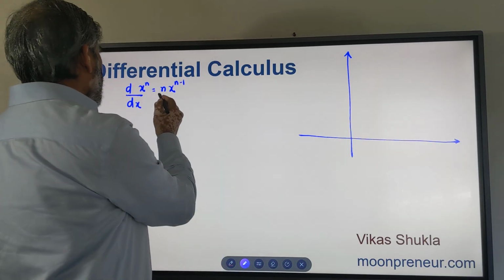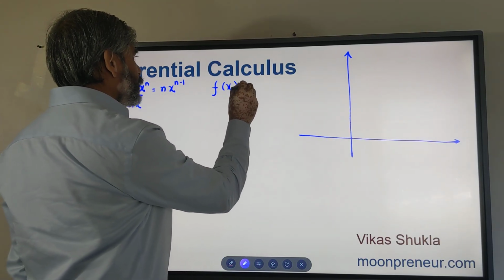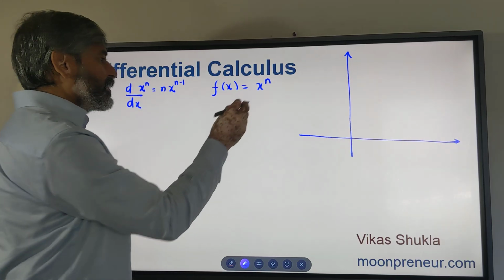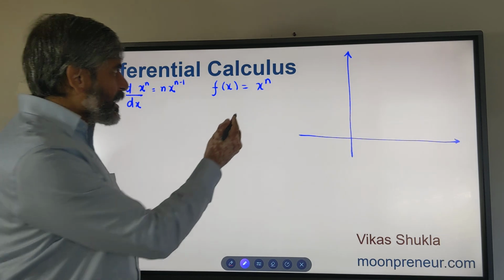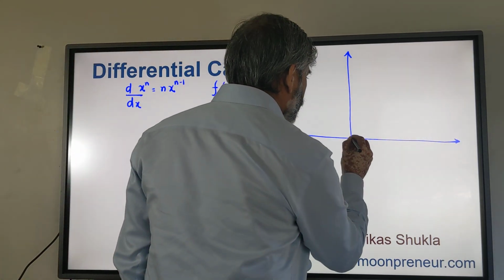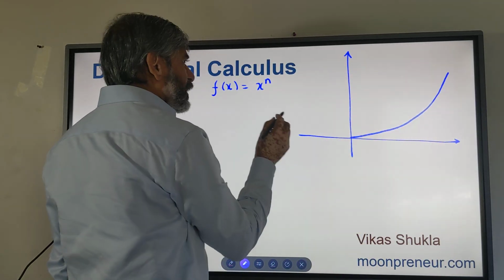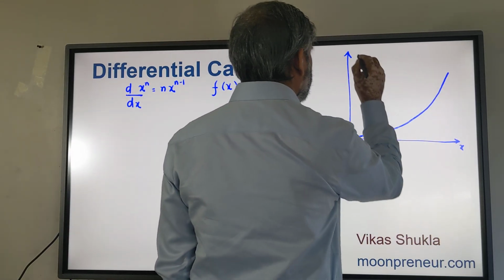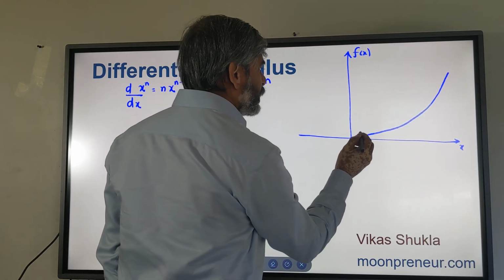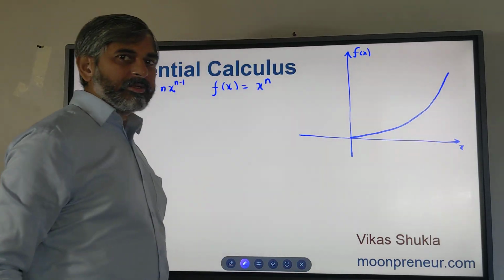Consider this function f(x) equal to x to the power n, which is the function we are trying to plot. As x increases, f(x) increases, and depending upon the value of x, this function will grow faster if n is higher. So if n is higher, the curve could look like this. If n is smaller, the curve could look more like this.